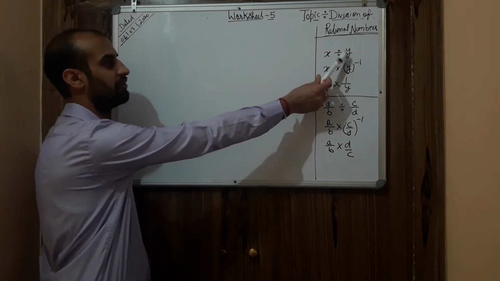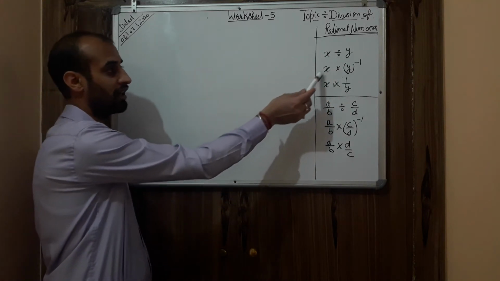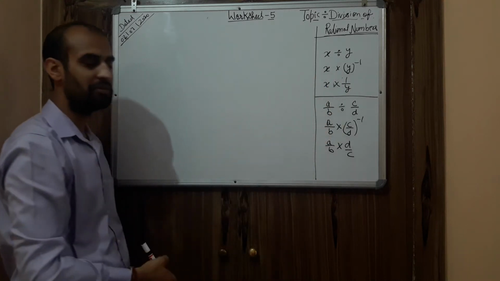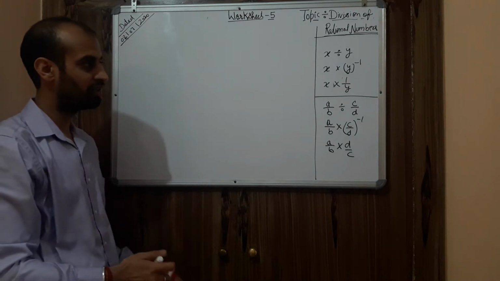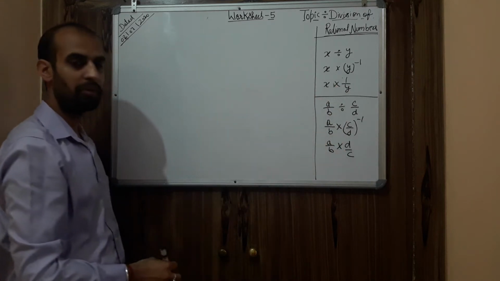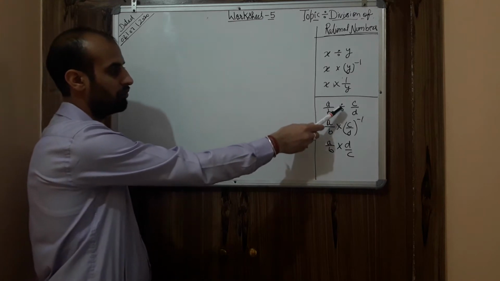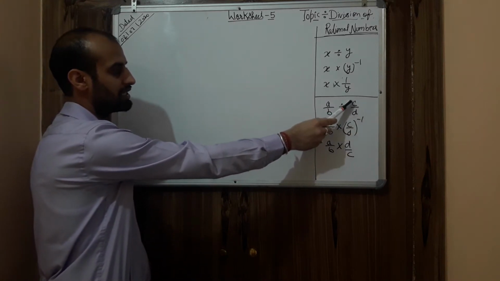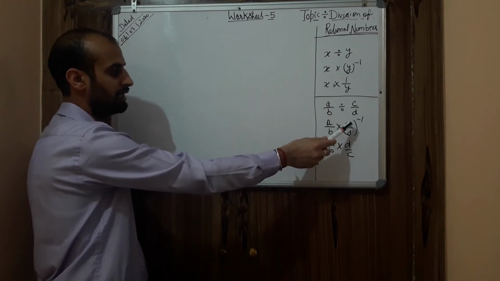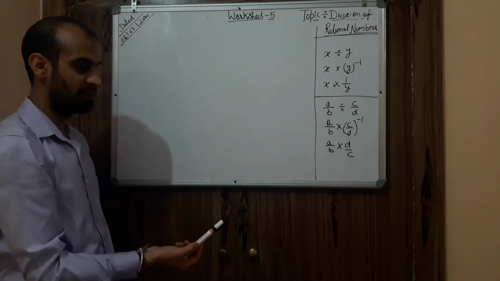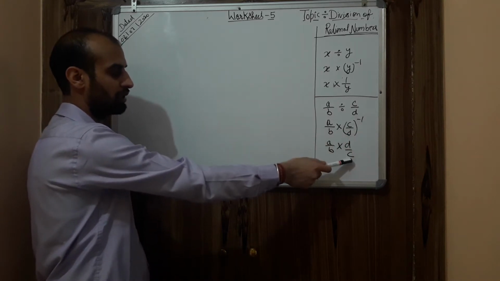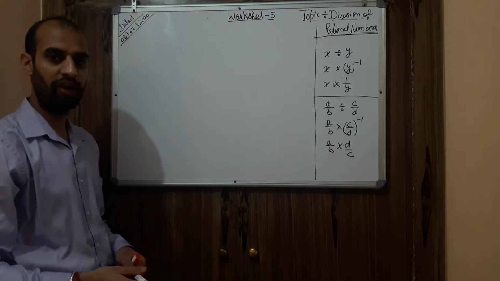If x is divided by y, that means you can write it in the form of x multiplied by the reciprocal of y. Reciprocal means we need to convert numerator into denominator. So you will get x into 1 upon y. If both numbers are in the form of rational numbers, a upon b divided by c upon d, I need to take the reciprocal of c upon d. I can write a upon b multiplied by the reciprocal of c upon d. Now you all know how to take the reciprocal: the denominator becomes the numerator, and the numerator becomes the denominator. After that just multiply and you will find the answer.